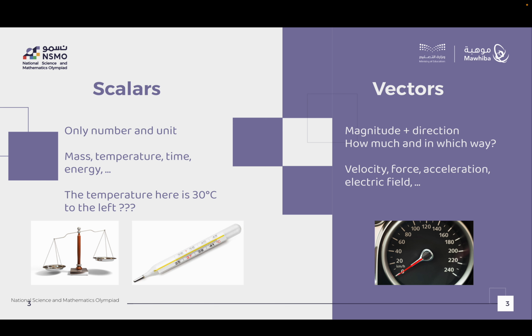Now let's see a couple of examples of both. Scalars only need a number and a unit. Think about mass, temperature, time, energy, etc. It wouldn't even make sense if we tried to add a direction to these. For example, if I said the temperature here is 30 degrees Celsius to the left, that would be completely meaningless.